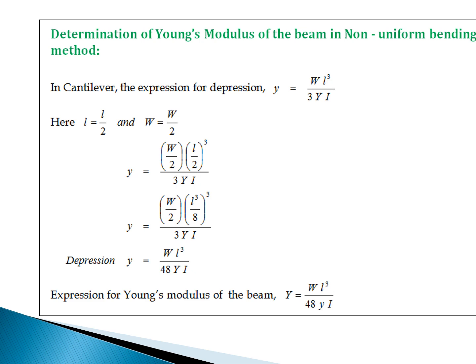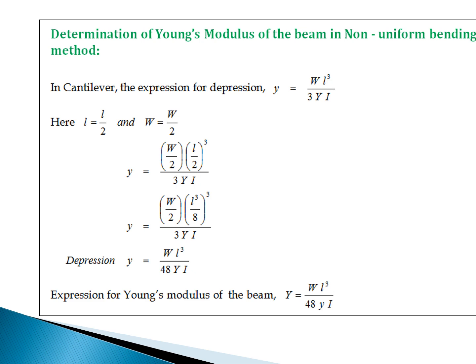To derive the depression produced by the beam, I am considering the expression for depression produced by a cantilever, because a beam bent by non-uniform bending method is equal to two cantilevers. Okay. So what is the expression for depression of a cantilever? y is equal to WL cube divided by 3YI. So I am going to replace L with L by 2 and W with W by 2, because one beam is equal to two cantilevers in terms of force and length. So that's why I have reduced it to half of the value.